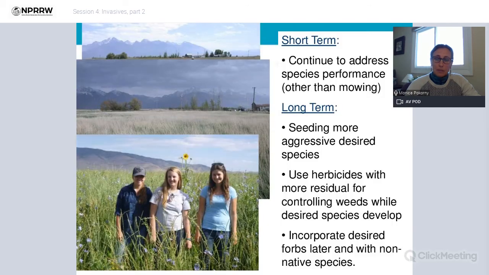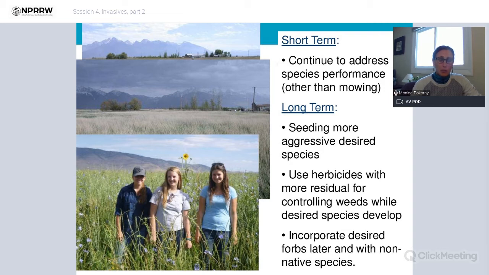We did have a lot of lessons learned from this project, and we have worked on the site in the last few years. And I'm sorry, I meant for the photos to show up progressively, but they're not showing up that way. So I'll just explain that in the short term, we found that our mowing really didn't address the species performance enough to continue to use it. So we needed to find another way to impact the weedy species in the longer term.